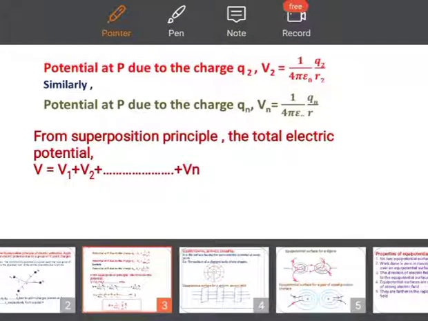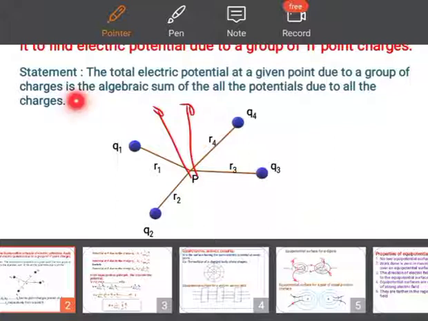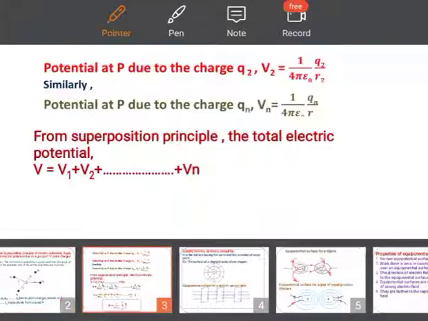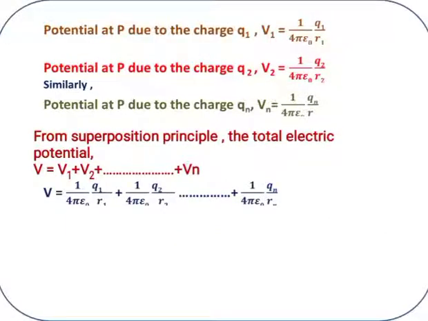From the superposition principle, the total electric potential is the algebraic sum of all the potentials, that is, we can add all the potentials. So the total potential V is equal to V1 plus V2 plus so on up to Vn. We know what V1, V2, V3 or Vn are, so substitute these values in this equation.